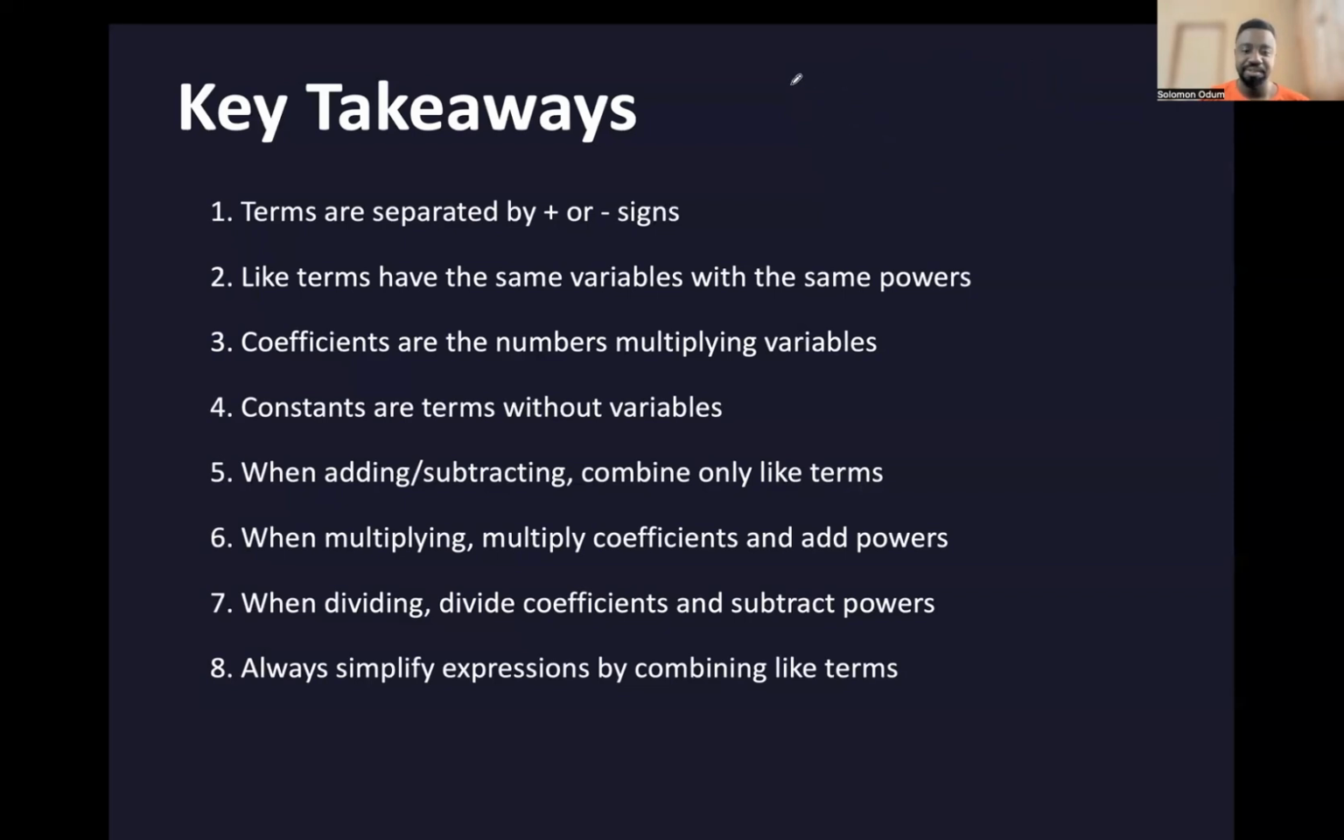Let's say we have 7x squared plus xy. Whether I add or subtract here, the answer is the same, 7x squared plus xy, because they are unlike terms.